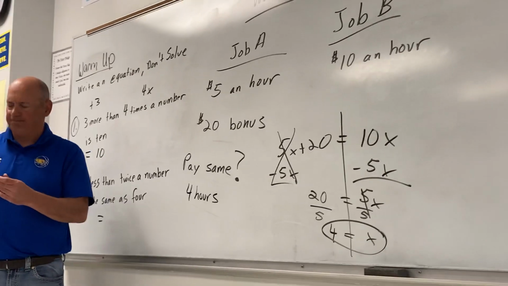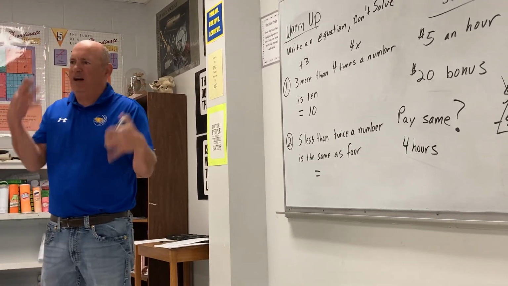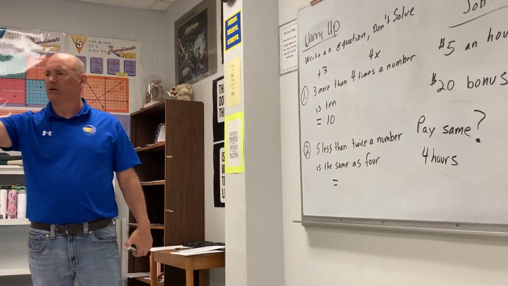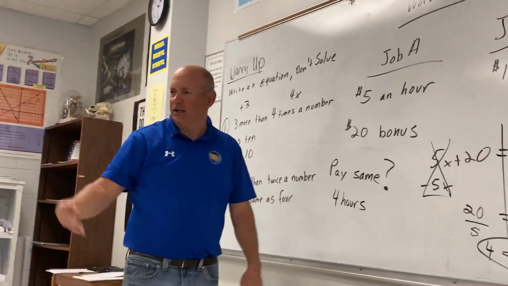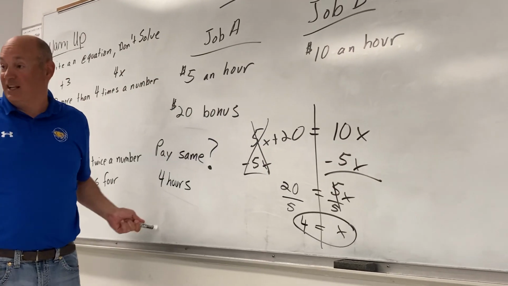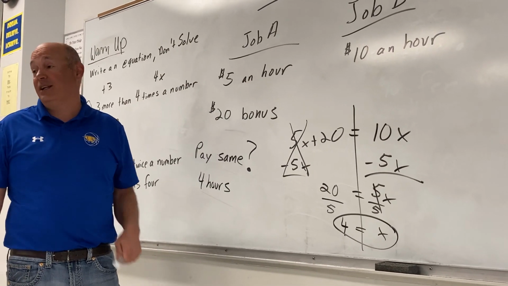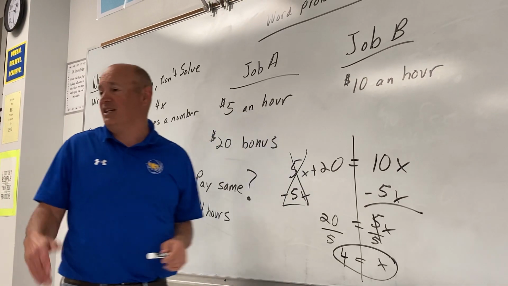I got a question. How much money would I make at both jobs if I worked for 4 hours? 40. How do you know? I used the calculator. You don't need a calculator. Isn't it $10 an hour? Yeah. Didn't we just figure out that it's 4 hours? You really need a calculator for that, Katie? No. Yeah, just 4 times 10 would be the easiest way.